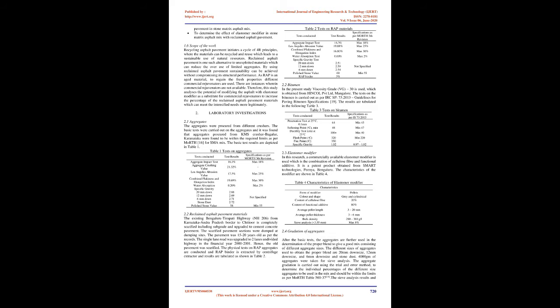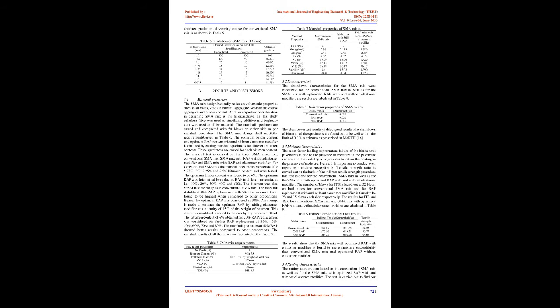2.2 Reclaimed asphalt pavement materials. The existing Bengaluru-Tirupati Highway, NH 206, from Karnataka Andhra Pradesh border to Chittoor is completely scarified, including subgrade, and upgraded to cement concrete pavement. The scarified pavement sections were dumped at dumping sites. The pavement was 15 to 20 years old as per the records. The single-lane road was upgraded to 2-lane undivided highway in the financial year 2000 to 2001. Hence, the old pavement was scarified.